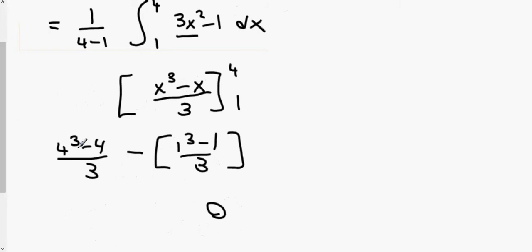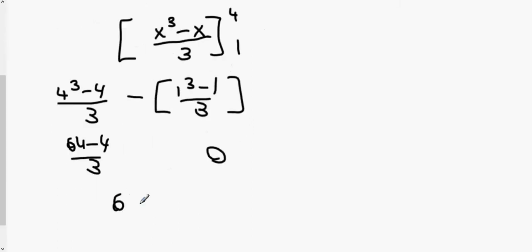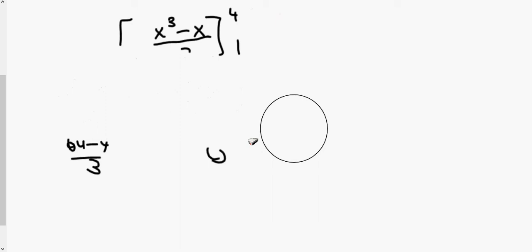And then 4 cubed minus 4 is going to be 64 minus 4 all over 3, which is going to be 60 over 3, which is going to equal 20. So the average value of this integral is 20. Okay, so that's the first one done. Now we're going to move on to question 4.